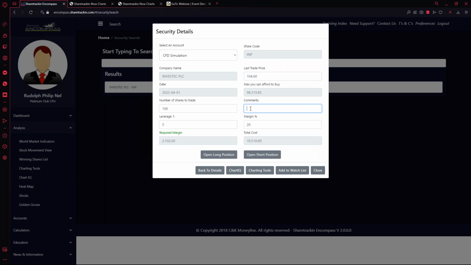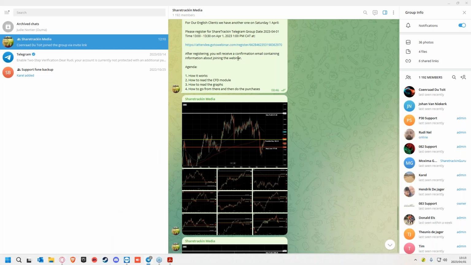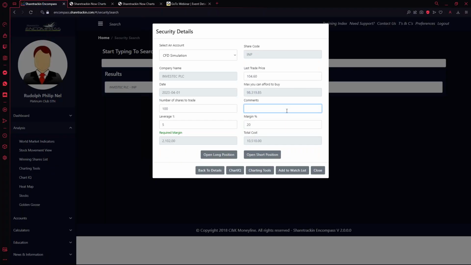Okay, still you need to enter your comments, so still stick with the T's and C's. You need to go into your comments, either two technical or two fundamental reasons. So one reason obviously would have been that you selected the share from the ShareTrackin Telegram group, and then also you would enter stuff like your RSI is giving you a selling indication, and also your moving averages are also pointing in a down direction. So stuff like that, you still need to enter decent comments why you're buying the share.